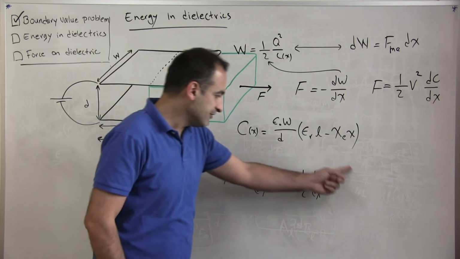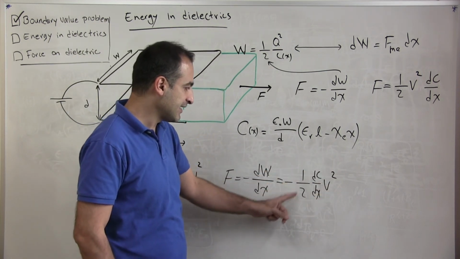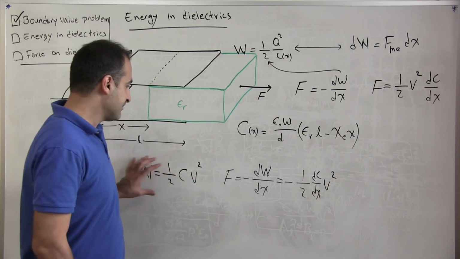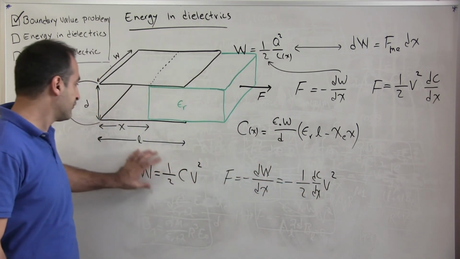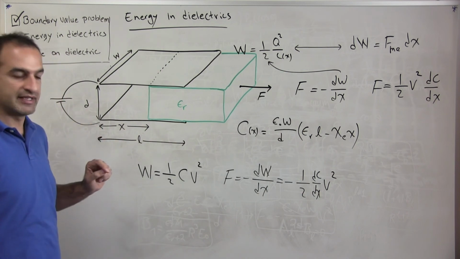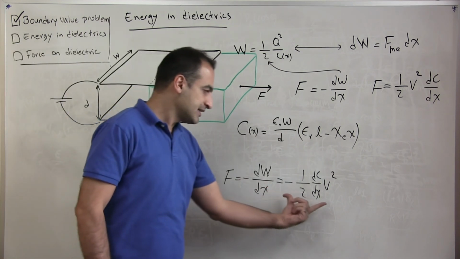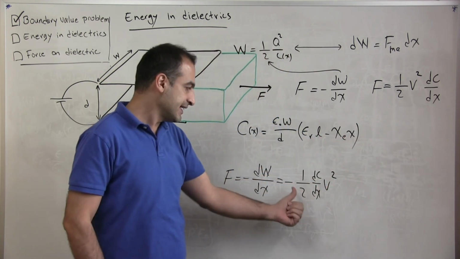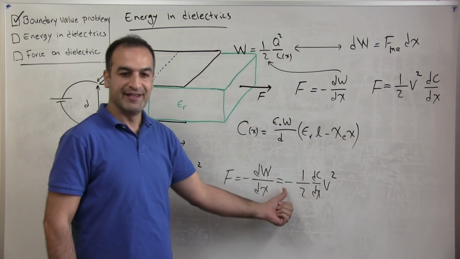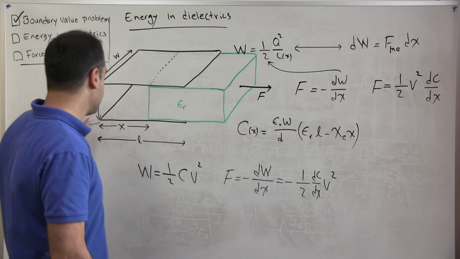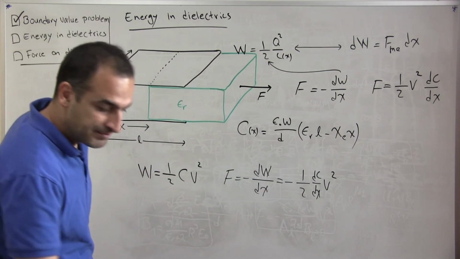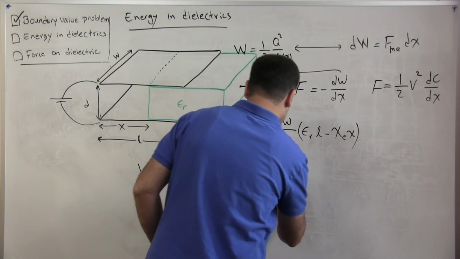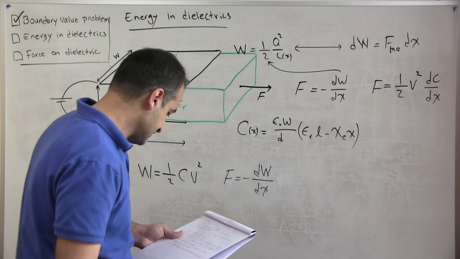What you end up having here is a negative 1/2 dC/dx V squared. This is the mistake you can make if you forget to include the work done by the battery. If you look at this, it looks very similar to this, except you have a negative sign here, and that's because the work done by the battery is not included. If you include the work done by the battery, what you need to include is this.